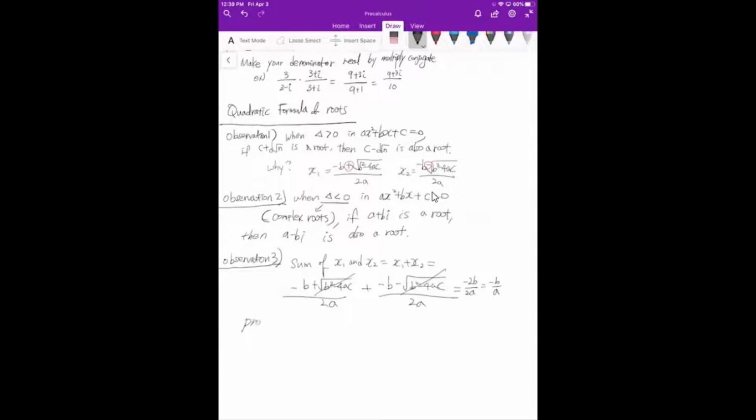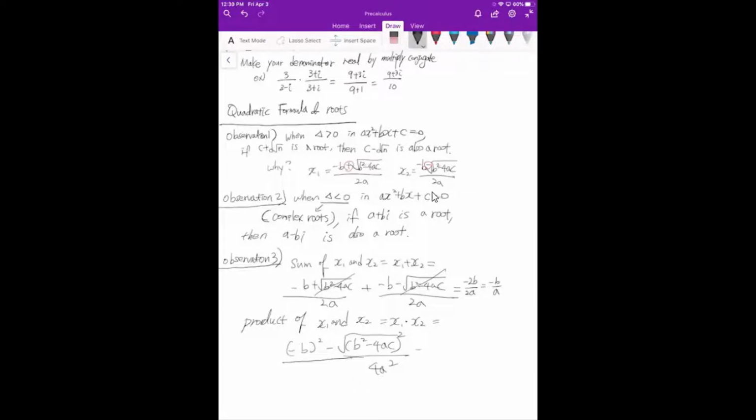Now I want to talk about the product of x1 and x2. You have two roots in a quadratic equation, and you multiply them, x1 times x2. Let's see what happens. You have negative b squared minus the square root of b squared minus 4ac, but it's squared, right? And then the bottom is going to be 4a squared. Maybe it will be cleaner if I separate it and combine them later. Let's make it more efficient, sorry.